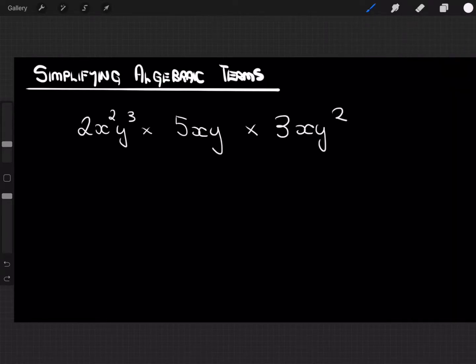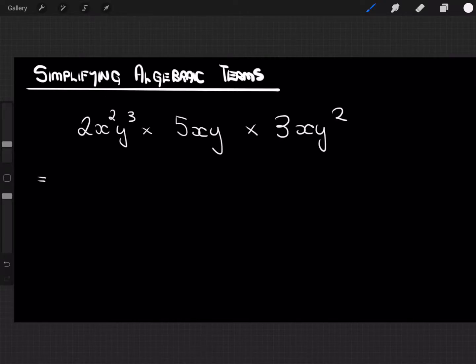So, basically, we can see that this expression is made up of three terms: 2x squared y cubed, multiplied by 5xy, multiplied by 3xy squared. Just for argument's sake, let me firstly expand all this so that we can actually see what each of those terms really means.